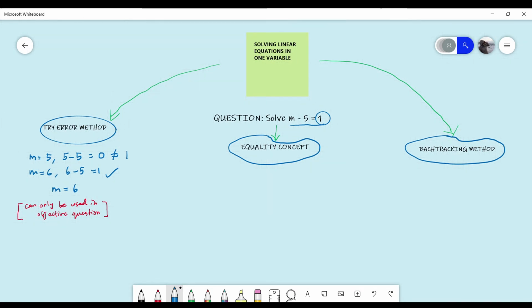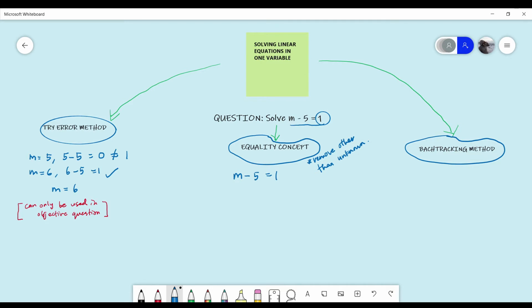So the first one is equality concept. Equality concept means equal, sama. So what we do on the left side of the sign is equal to the right side of the sign. Sign sama dengan tu. Okay, so we have m minus 5 is equal to 1. So in equality concept, kita kena fikir we want to remove other than our unknown, ataupun pembolehubah, okay, variable. Okay, so kita nak m saja, kita nak negatif 5. So we want to remove negative 5.